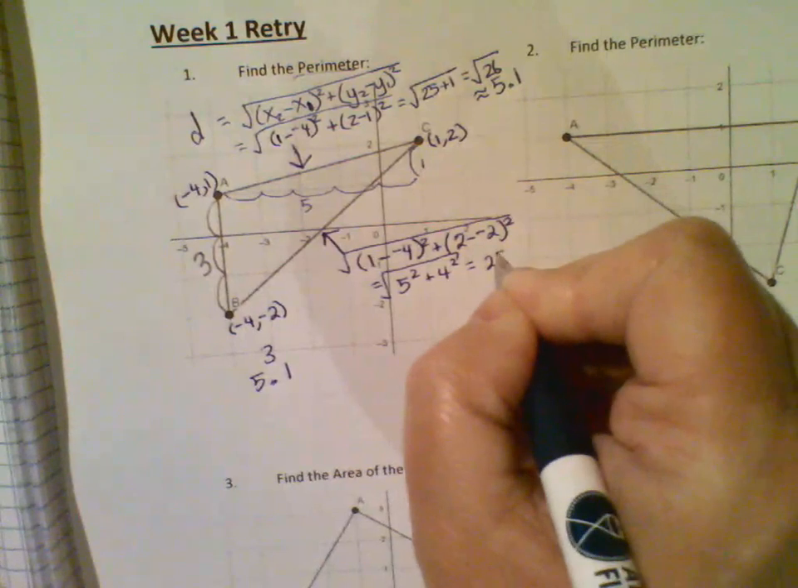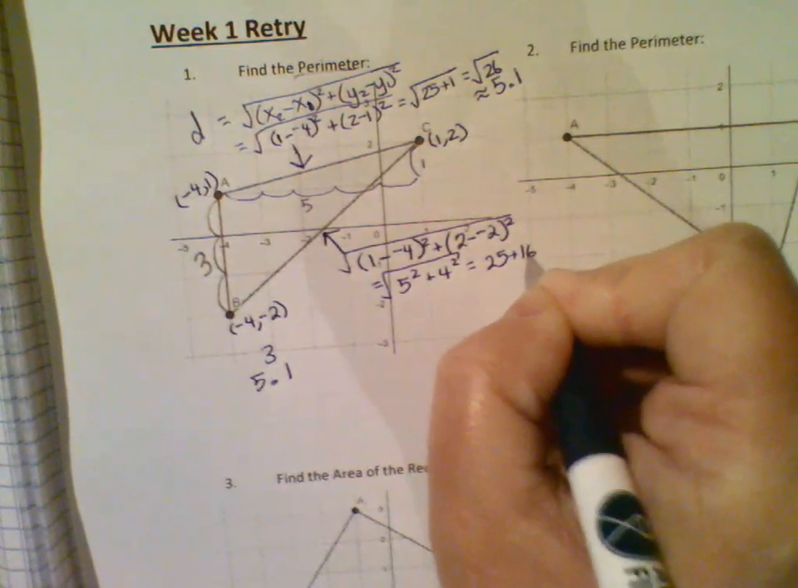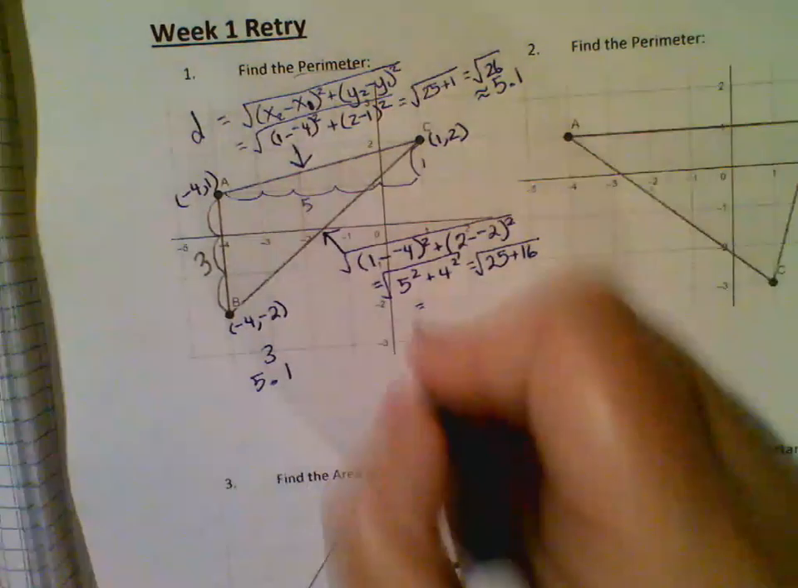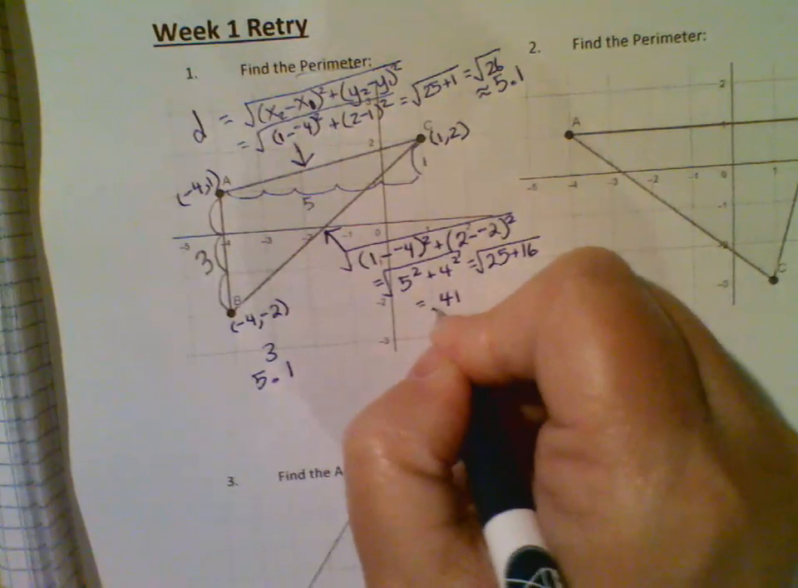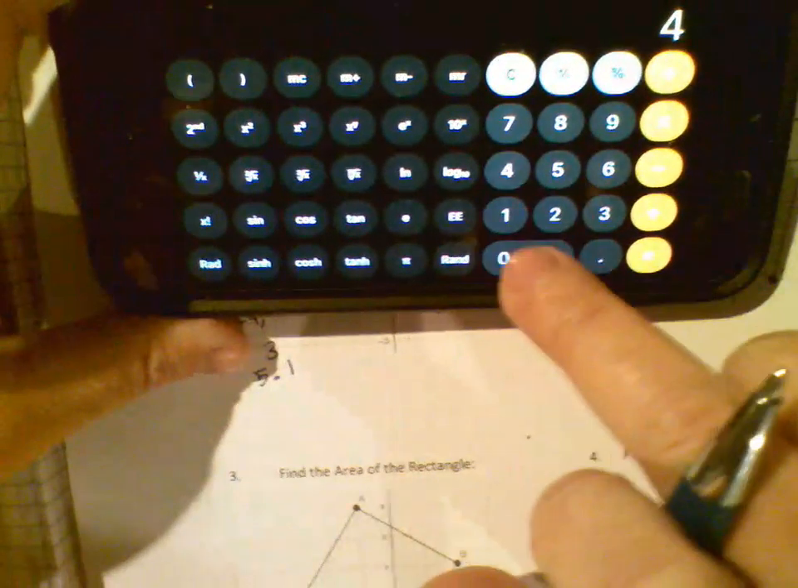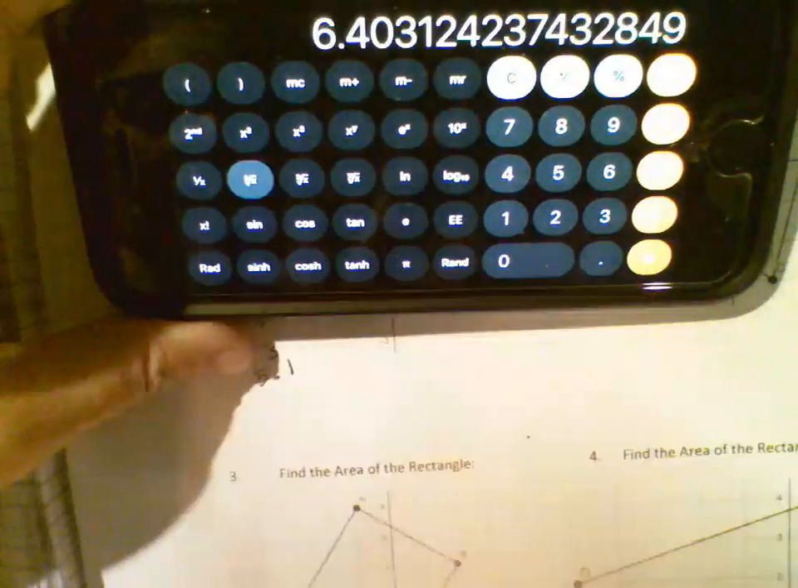That's 25 plus 16. Add those together, I get 41. Square root of 41. So I just need to go back to my calculator and put in 41 square root. Now I get 6.4.